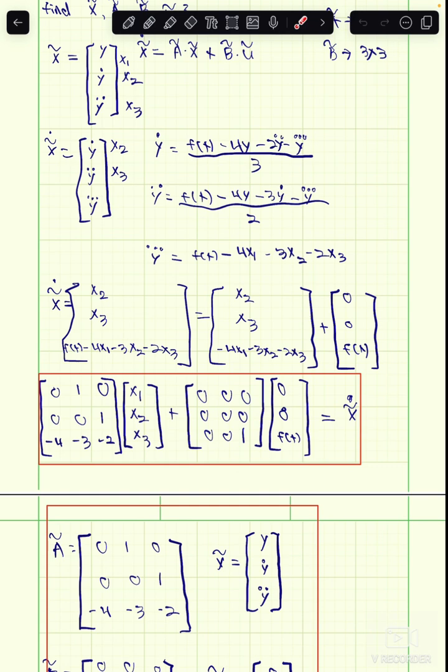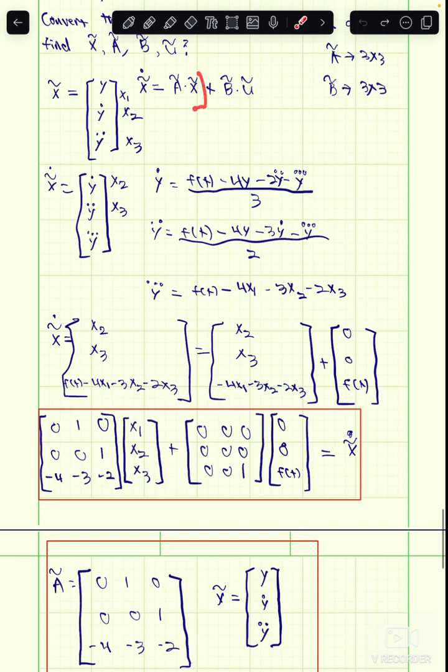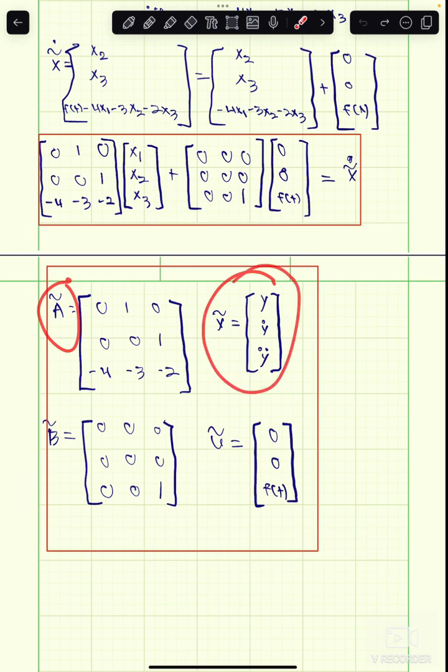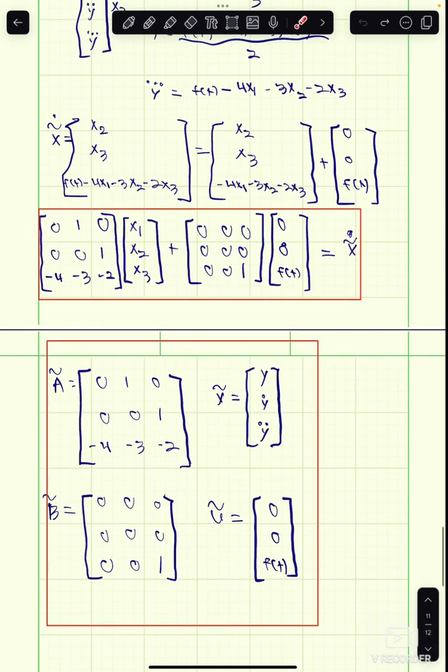For the second line, we have 0 times state 1 plus 0 times state 2 plus 1 times state 3, which yields that. Finally, since this is the last one we have minus 4 times state 1 yields minus 4 state 1, minus 3 times state 2 yields minus 3 state 2, and minus 2 times state 3 yields minus 2 state 3. And thus, we have these two individual components, the a tilde and our x tilde that we derived earlier.